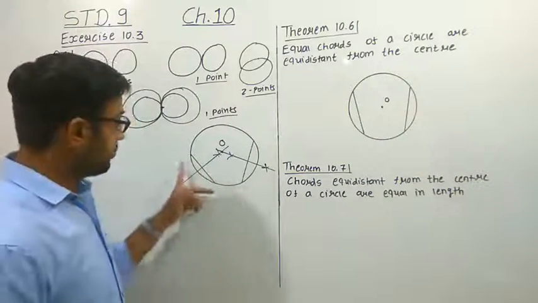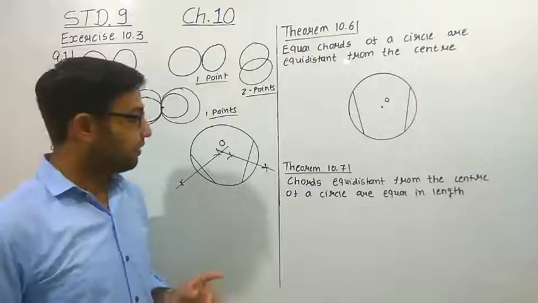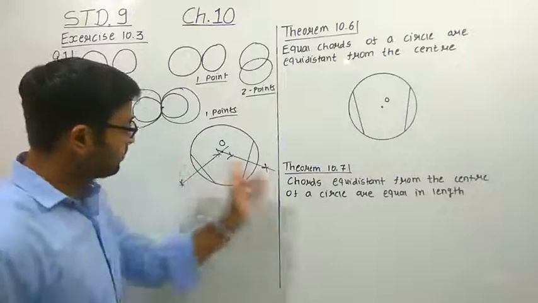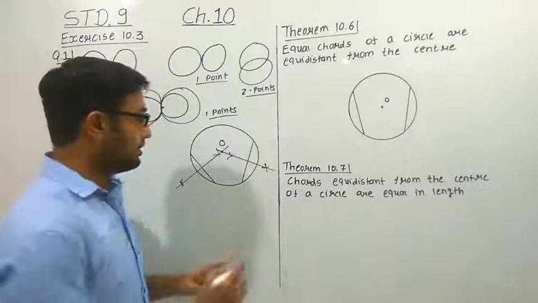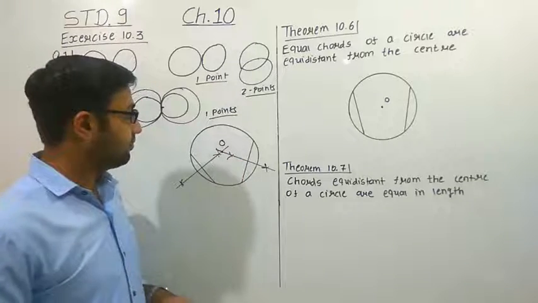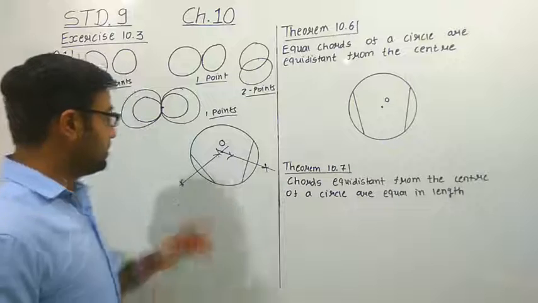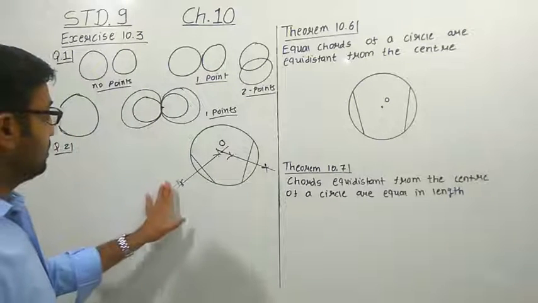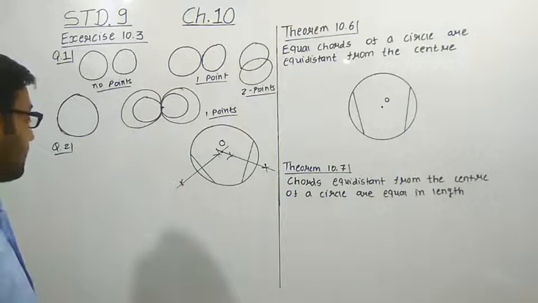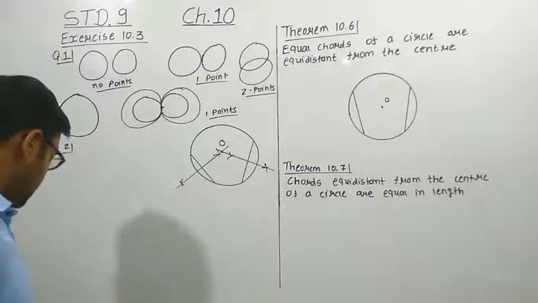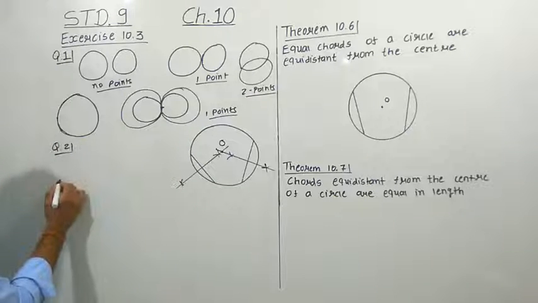right? Okay, so you can draw any chord anywhere, and then you have to find out its perpendicular bisector. When these perpendicular bisectors intersect in a point, that point will be your center of the circle. So in this way you can find out the center of the circle. This is the basic construction. Now question number 3.